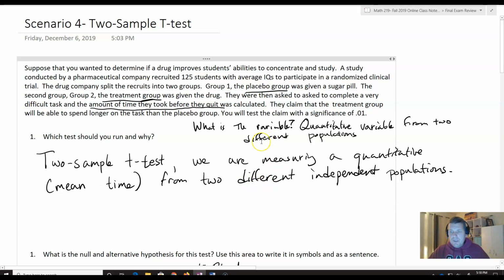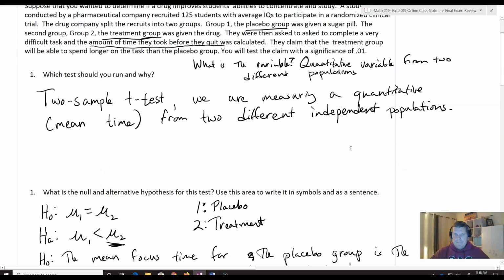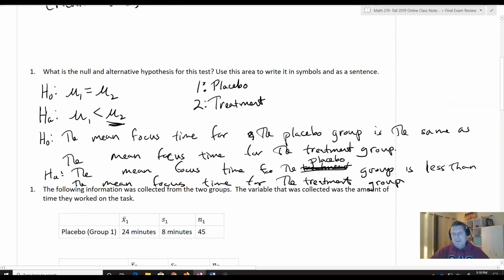And so in order to do that, I find out, okay, I've got a quantitative variable, time, and that's going to, in fact, be between two different populations, so it's a two-sample t-test. Then I come up with a null hypothesis. My null hypothesis is that the two groups, they do exactly the same. There's no difference in them. And then I have an alternative, the one that I actually believe, is that the placebo group is going to focus for less time than the treatment group, right?